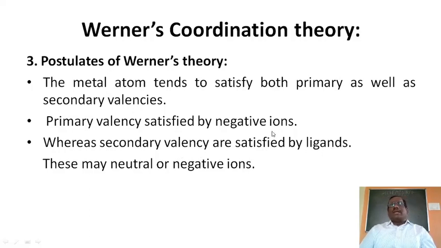These may be neutral ligands or negative ligands. What type of ligands? They must have the capacity to donate a lone pair of electrons, so donor atom containing molecules are needed. Hence the secondary valency of the metal is satisfied by the ligands. So the primary valency is satisfied by the anions in the molecule, and the secondary valency is satisfied by the ligands. These two must be supplied.